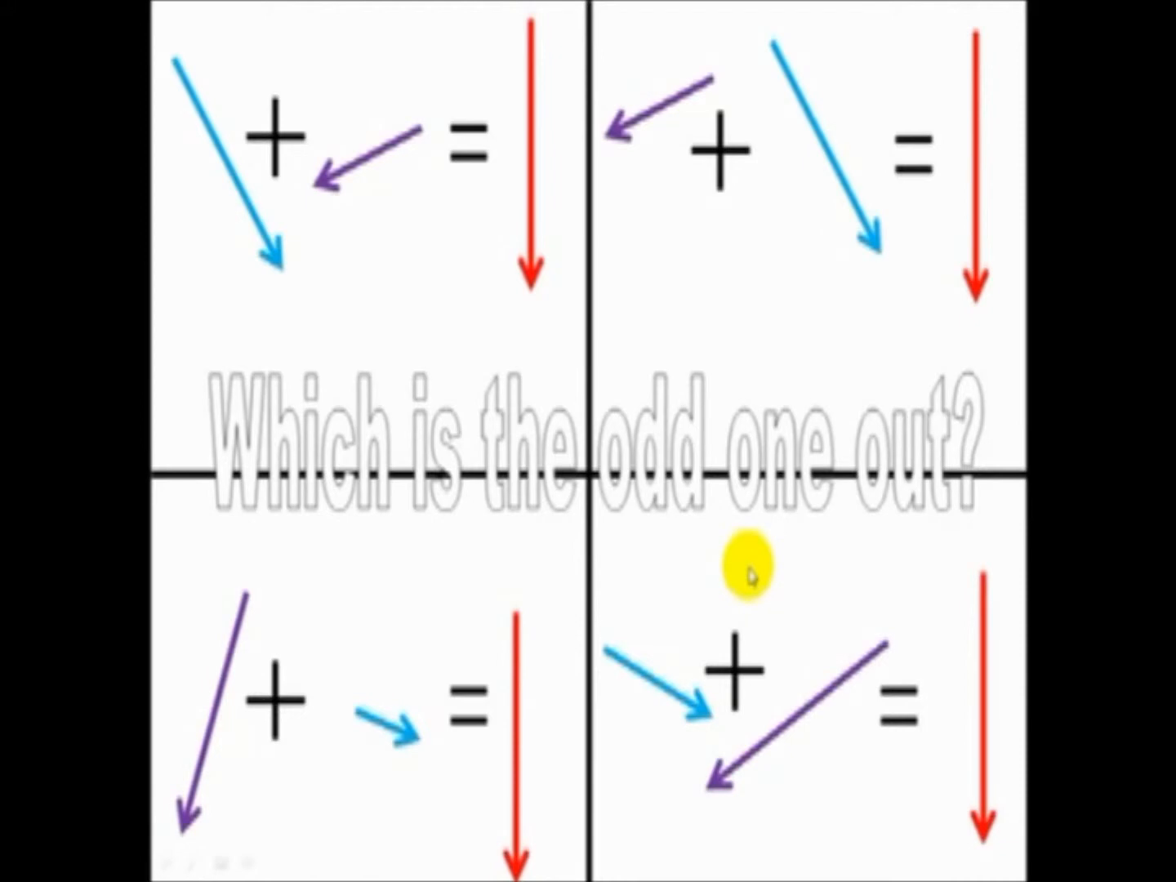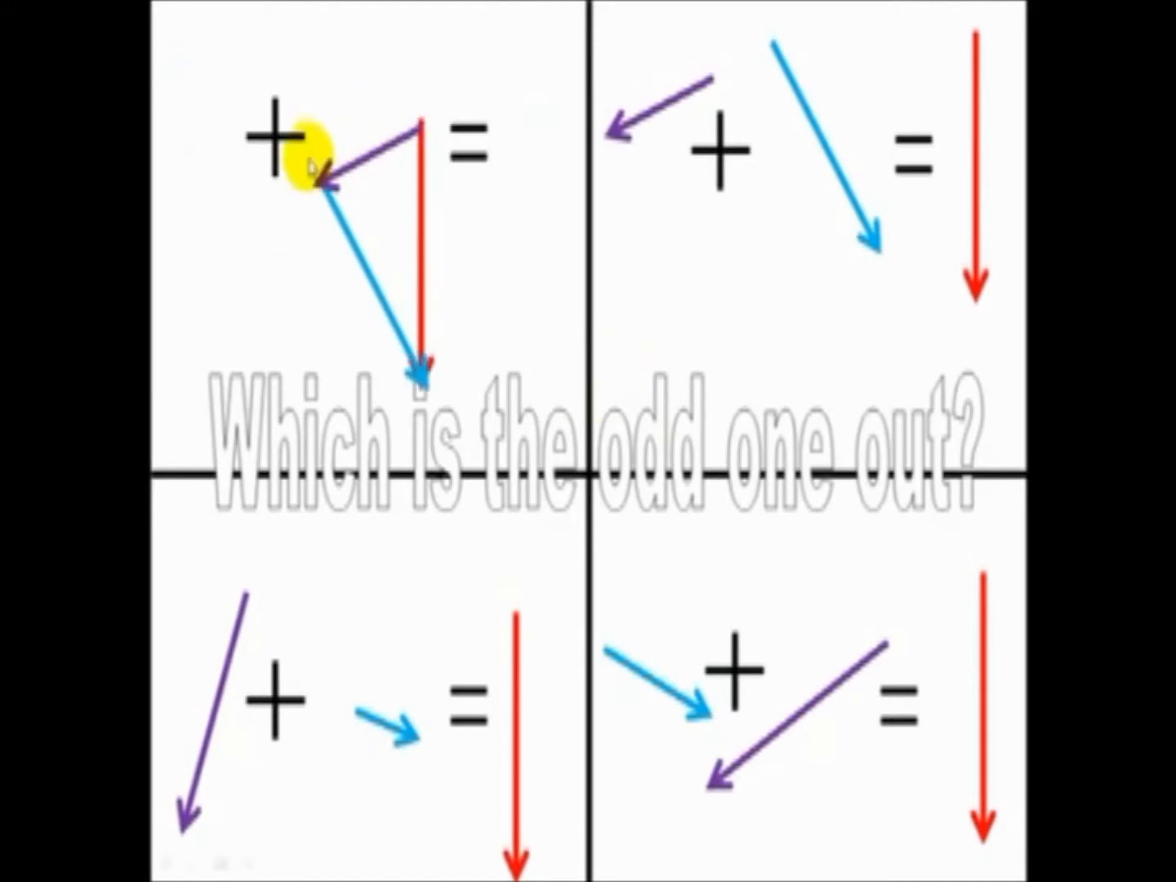Just as a warm-up, and to make sure that you've got some of the requisite knowledge required to access this information, have a go at looking at these vectors and seeing which picture is the odd one out. So we have two vectors added together and they're saying that it will add up to this red one. So just have a look and see if you can work it out. Maybe pause the video.